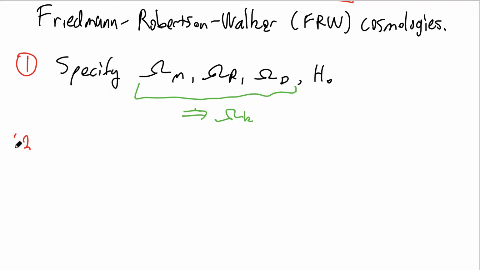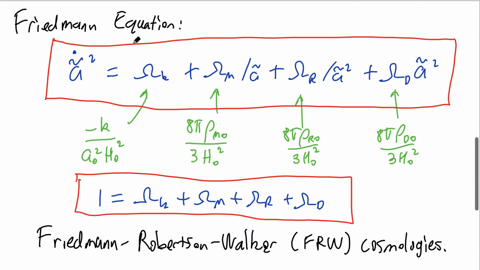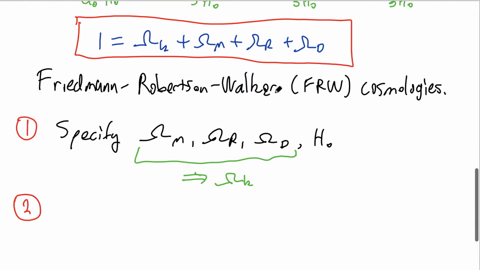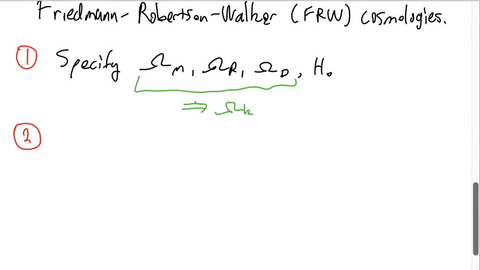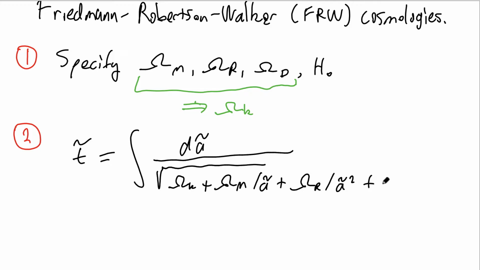Now the next step is to solve the Friedmann equation. So to solve this differential equation, we take the square root of both sides and use separation of variables. In integrating, we have t tilde equals the integral of da tilde divided by the square root of omega k plus omega m over a tilde plus omega r over a tilde squared plus omega d times a tilde squared.